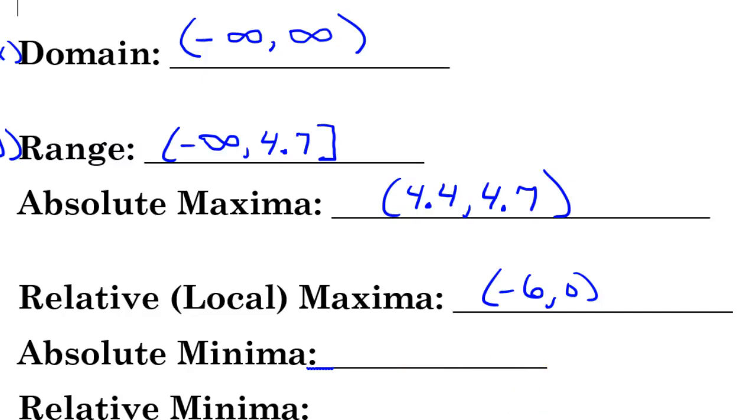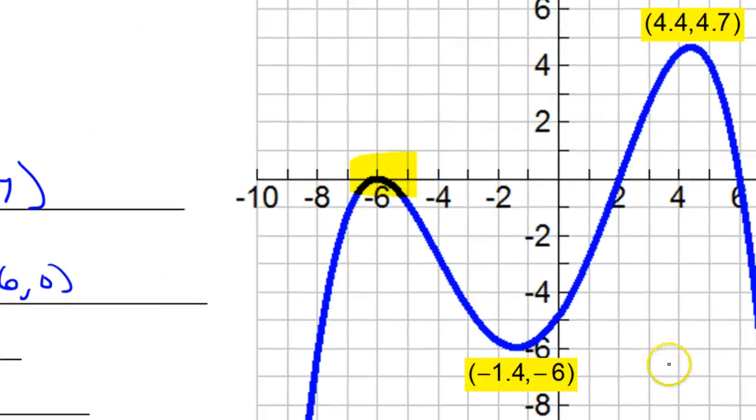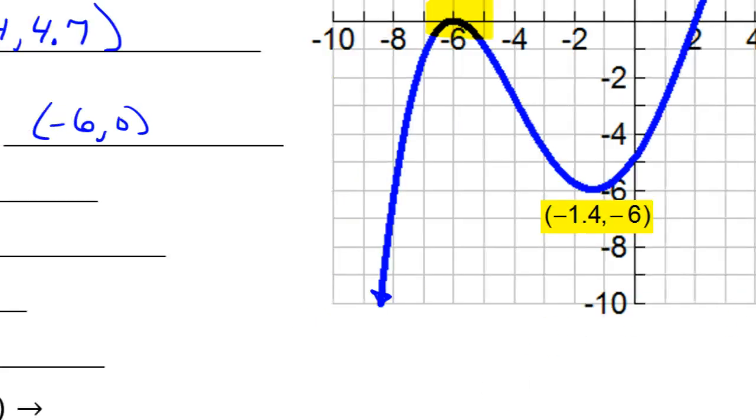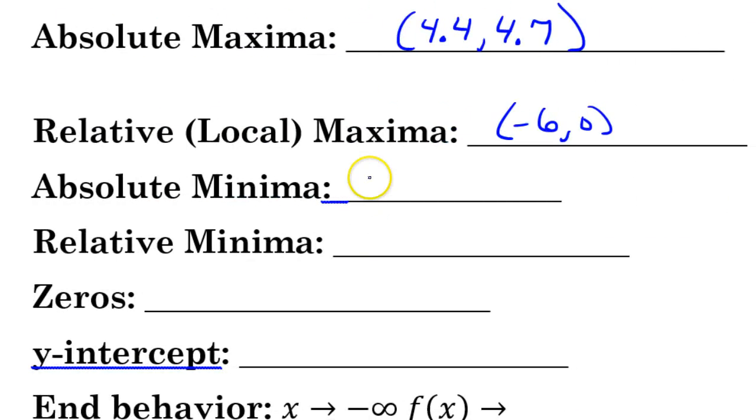Absolute minimum, there is none. This graph goes down forever, so there is no absolute minimum. So I'm just going to write none.